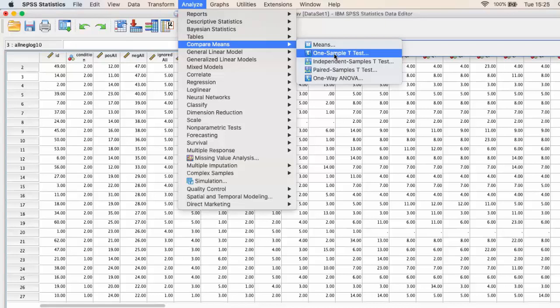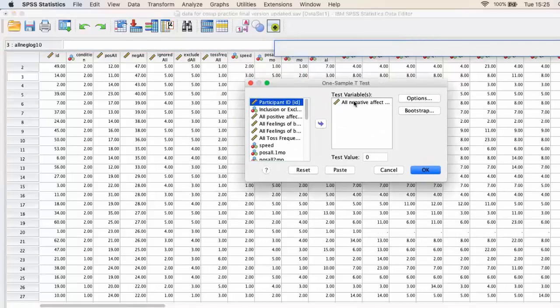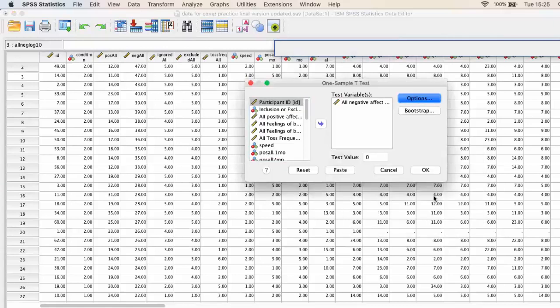Independent samples t-test, you're going to be comparing across some group. And they'll probably just say what kind of t-test they want you to do. So let's just do the one sample t-test and go through that. Let's do the same variable, all negative affect, and that's one where you were comparing to the norm, right? You're just comparing this one to the norm. You just hit OK.